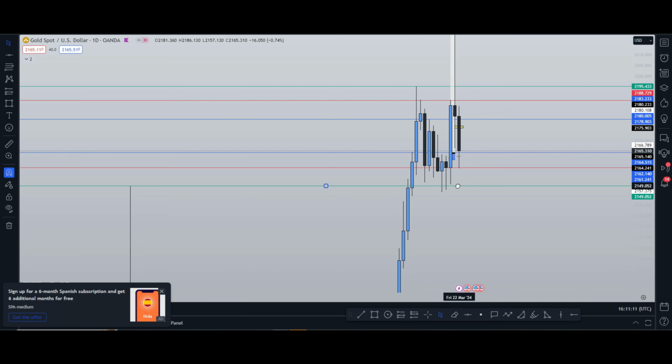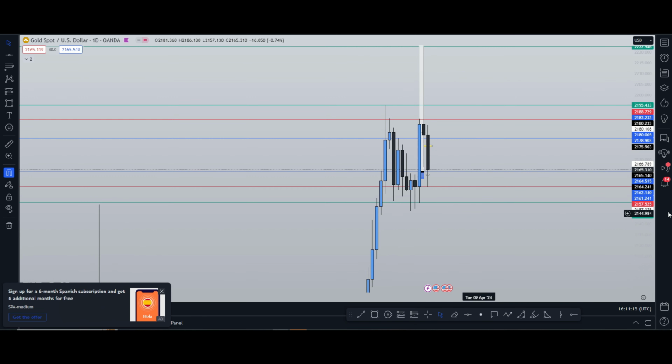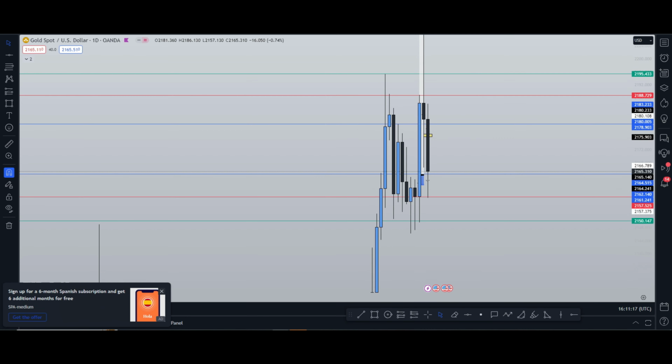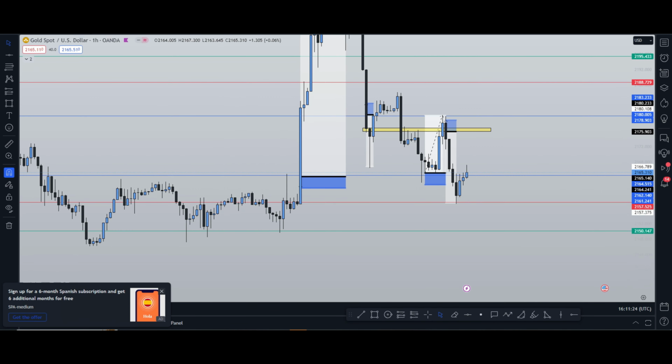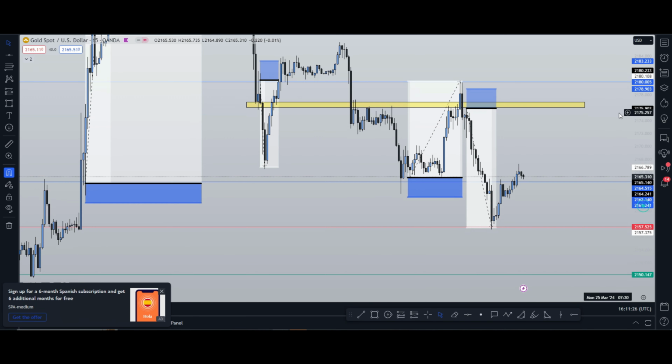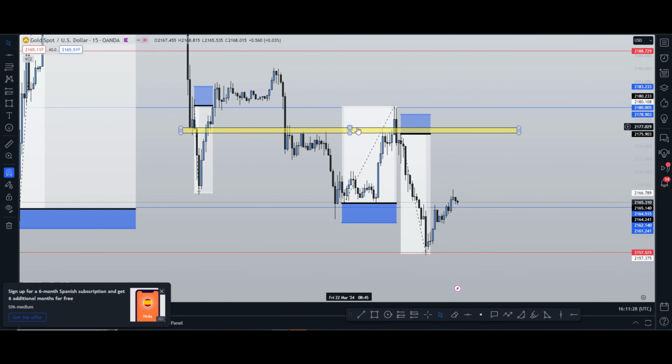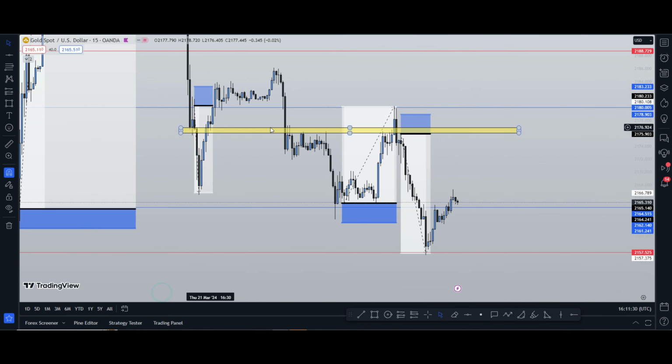Now if I draw this level like this, one moment. Okay, I have the weeklies, the dailies and the 4 hours. Now if I break this down, just one moment. Okay, now this yellow rectangle that I've drawn, this yellow zone, is more refined.